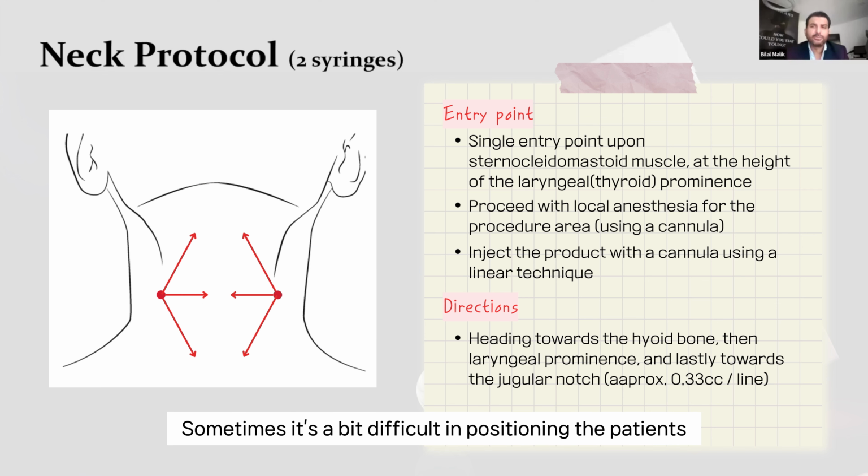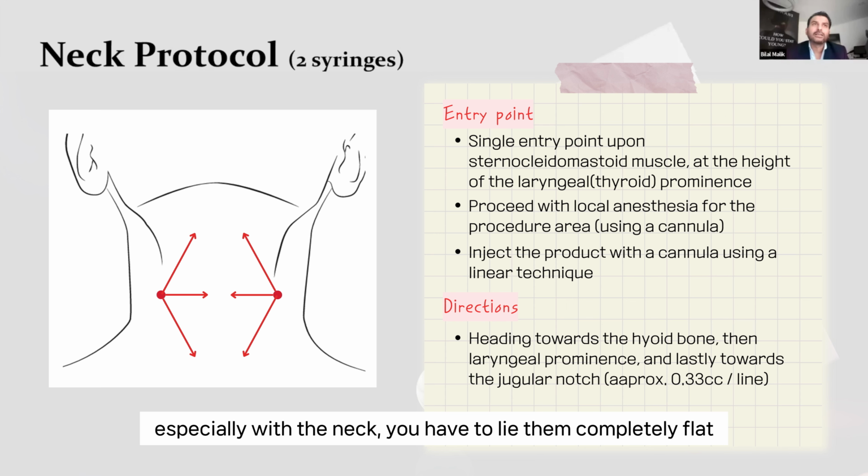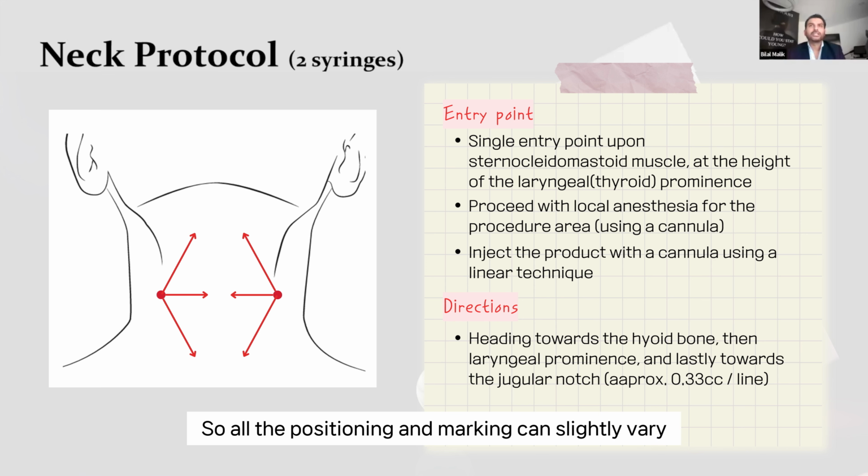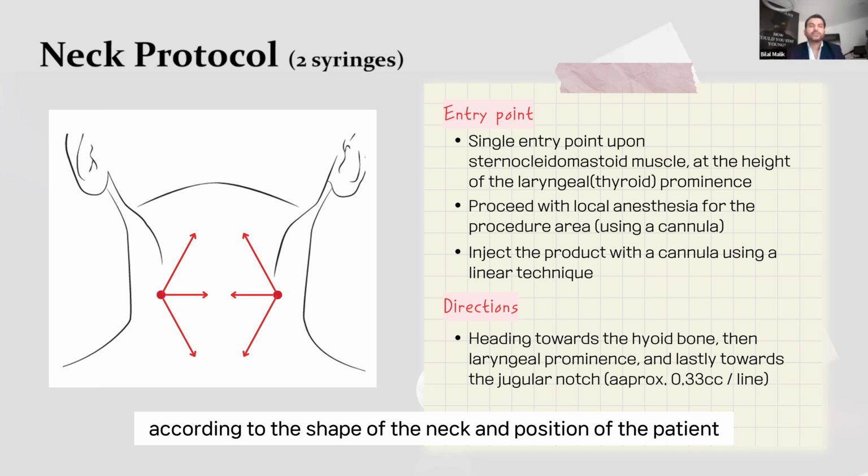Sometimes it's a bit difficult positioning the patients, especially with the neck. So you have to lie them completely flat with no neck support, and then extend the neck back a little bit for you to go into these areas. So all the positioning and marking can slightly vary according to the shape of the neck, and according to the position of the patient as well.